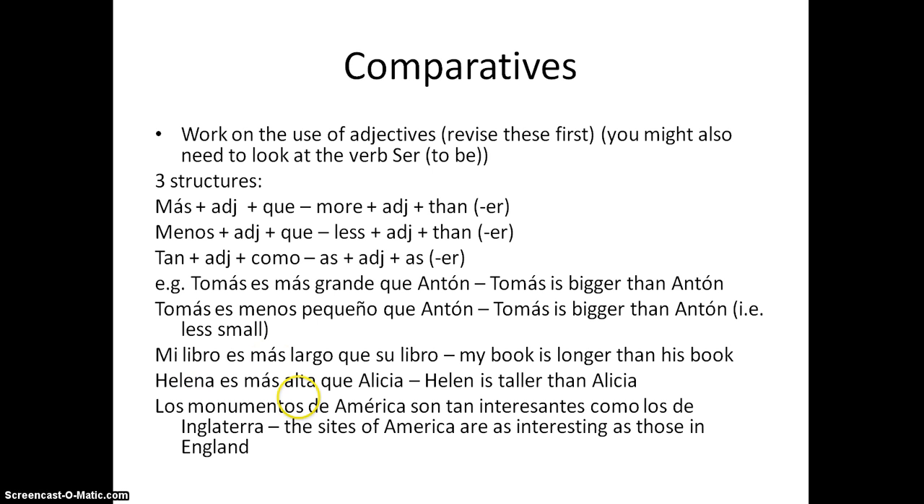And our last example, los monumentos de América son tan interesantes como los de Inglaterra. The sites of America are as interesting as those in England. Again, I've agreed my adjective here with monumentos.